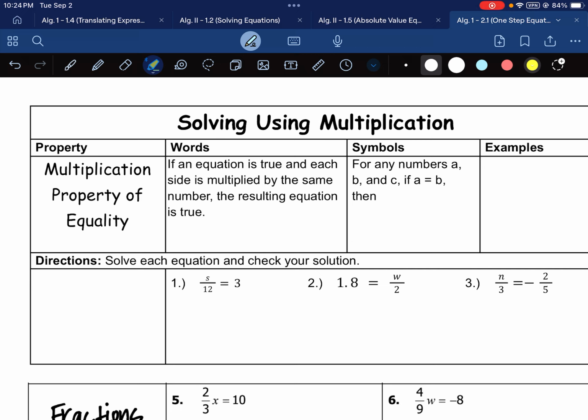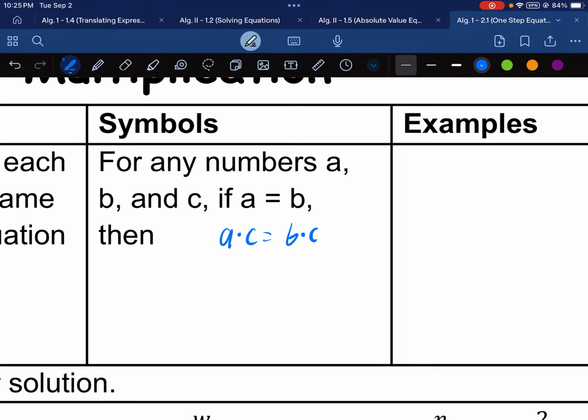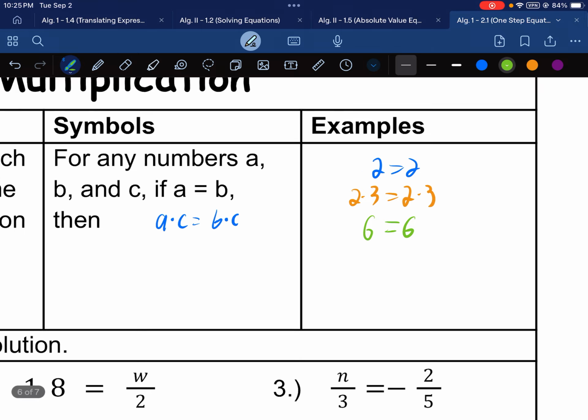Very similar to our properties of equality for addition and subtraction, except now we're saying multiplied. So for any numbers a, b, and c, if a equals b, then a times c is equal to b times c. You can multiply each side by the same number, and it'll still be true, if it started true. So a numerical example could be 2 equals 2. It's true, and if I were to multiply each side by 3, it would result in a still true equation, 6 equals 6. So it starts true, we multiply the same thing to each side, it finishes true.